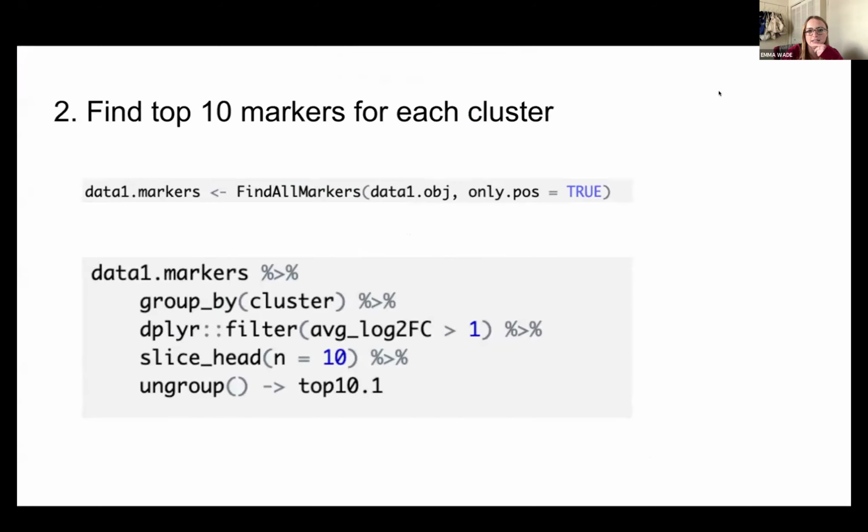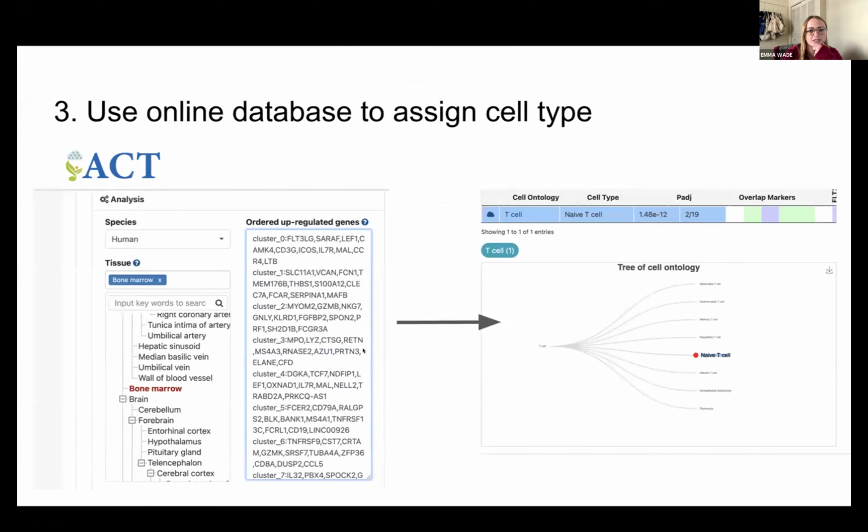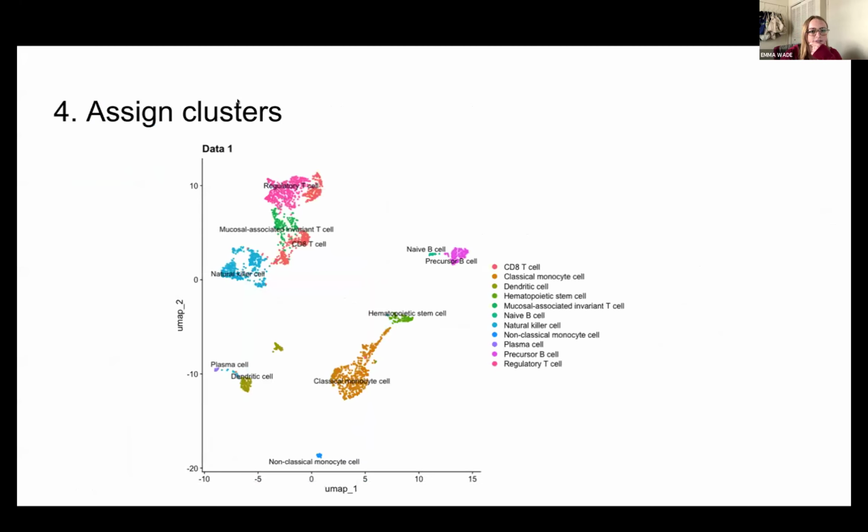I found the top 10 highly differentially expressed markers for each cluster. And then using these top 10 genes, I put them into the ACT database, which gave me this map of what the dataset predicts each cell to be. And overall, I ended up having these assignments. So the T cells cluster together with the natural killer cells, the monocytes cluster together, and the B cells cluster together.